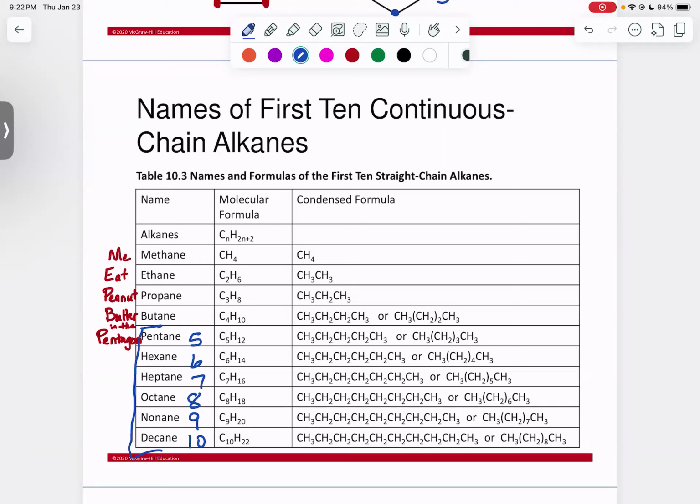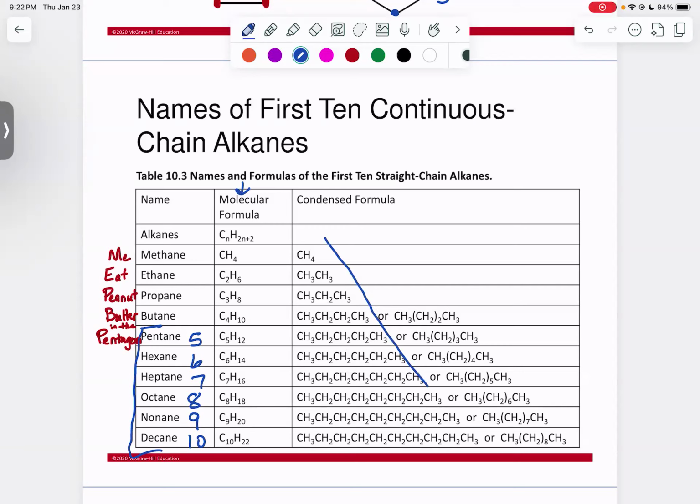The way that I learn best is to use mnemonics, so I'm going to give you my mnemonic. And that is "me eat peanut butter." Then I know that I pick up back in the old system, and I say "me eat peanut butter in the pentagon." If you close your eyes and see yourself eating your peanut butter sandwich in the pentagon, it'll solidify for you. So you have to be able to go from molecular formula to here.